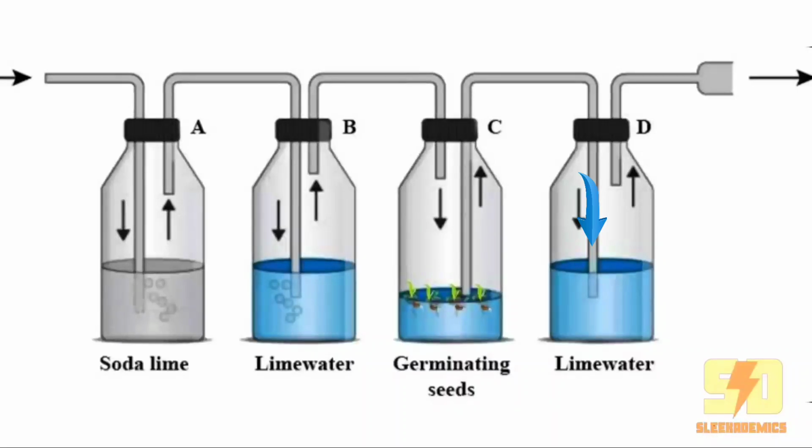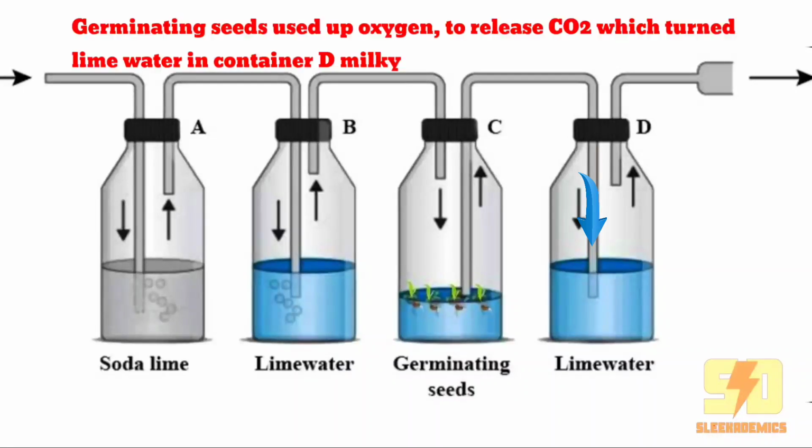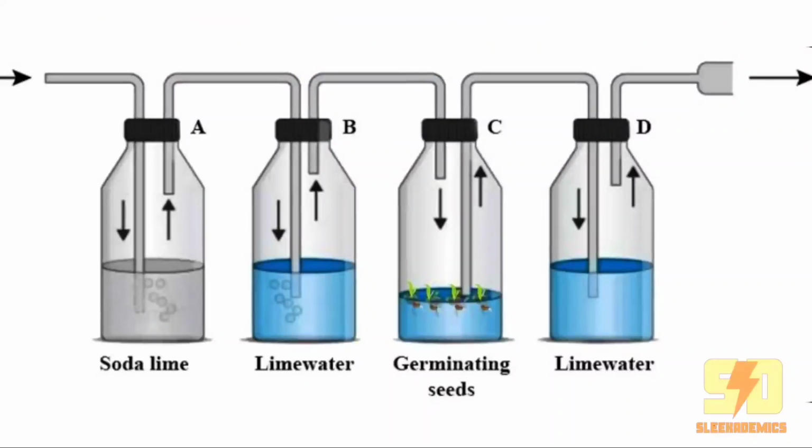This shows that oxygen was used up during respiration, and then CO2 was given off, because in our earlier observation in container B, where we have lime water, no color change was observed, but when it got to container D, there was a significant color change to milky color, meaning CO2 has been released, which turns lime water milky, and oxygen was used up during this process of aerobic respiration.